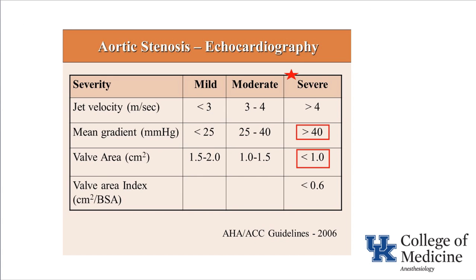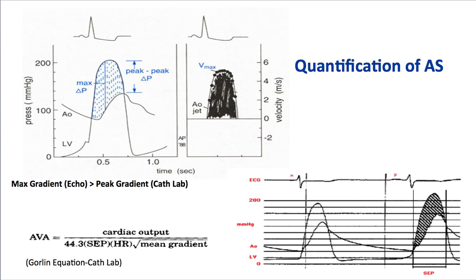And if we look at the mean gradient and the valve area, when you get over about a 40 millimeter mercury mean gradient, that correlates in many patients with a valve area of about a centimeter squared. So if the gradient's high, the valve area calculated is less than centimeter squared, the jet velocity is very high, we start thinking this is bad aortic stenosis. In the cath lab, they'll occasionally measure the gradient, and there's a difference between the gradient that's measured in the cath lab versus measured on echo.